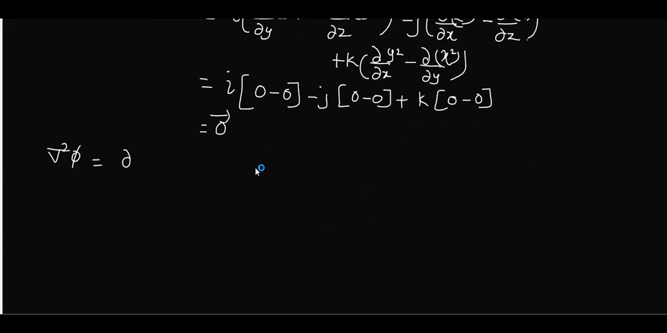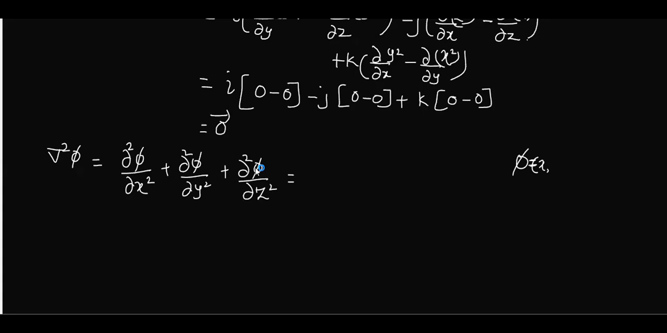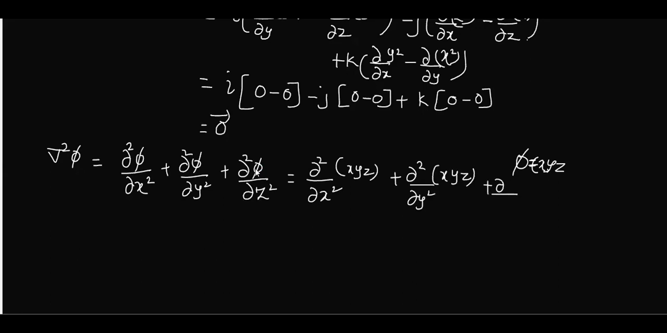What is the definition? Dou square phi by dou x square, plus dou square phi by dou y square, plus dou square phi by dou z square. What is phi given as? Phi is xyz. Okay, let me just substitute first. This is dou square by dou x square of xyz, this is dou square by dou y square of, again, phi meaning xyz, and dou square by dou z square of xyz.